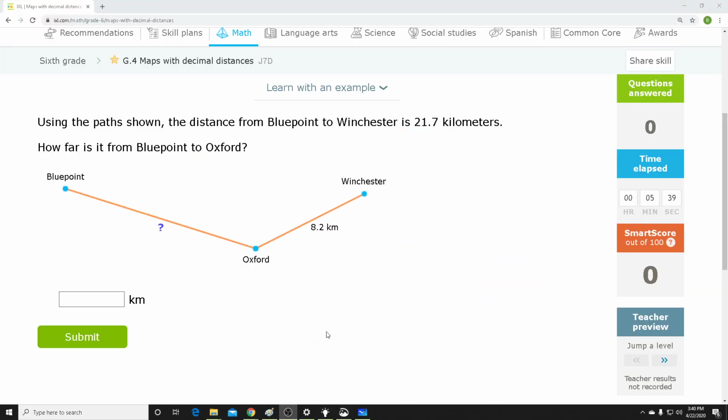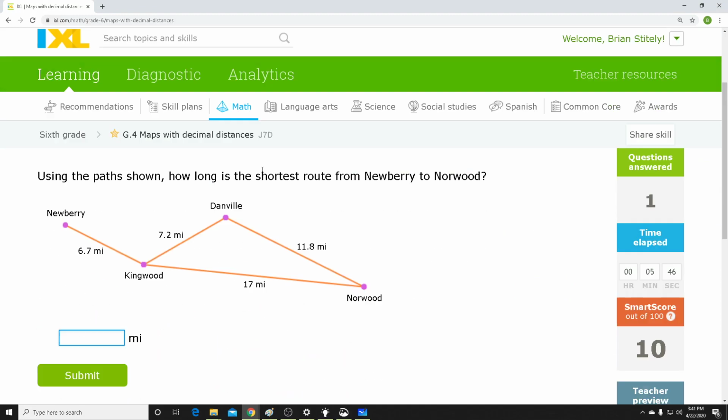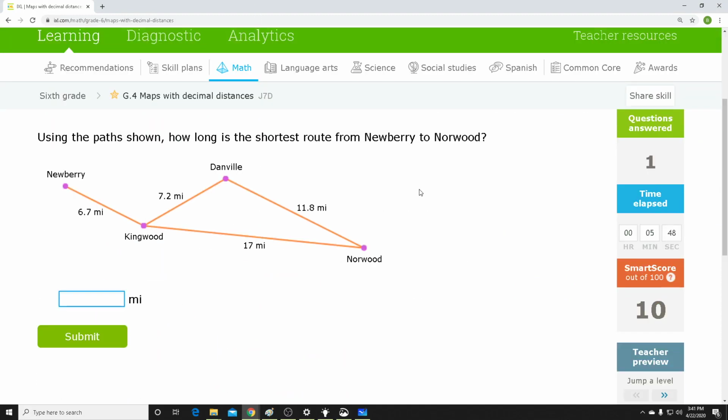Let's try it out. Looks good. All right, so let's look at this one. Looks a little tougher. Using the paths shown, how long is the shortest route from Newberry to Norwood?